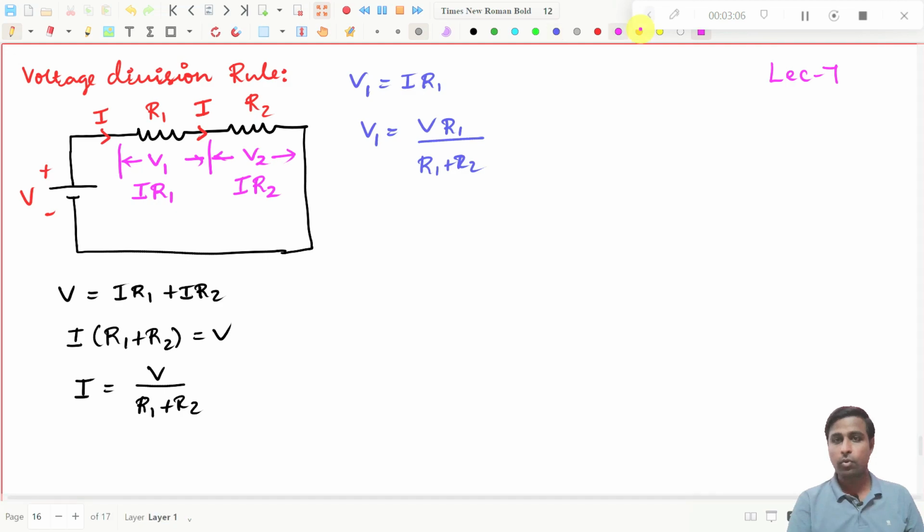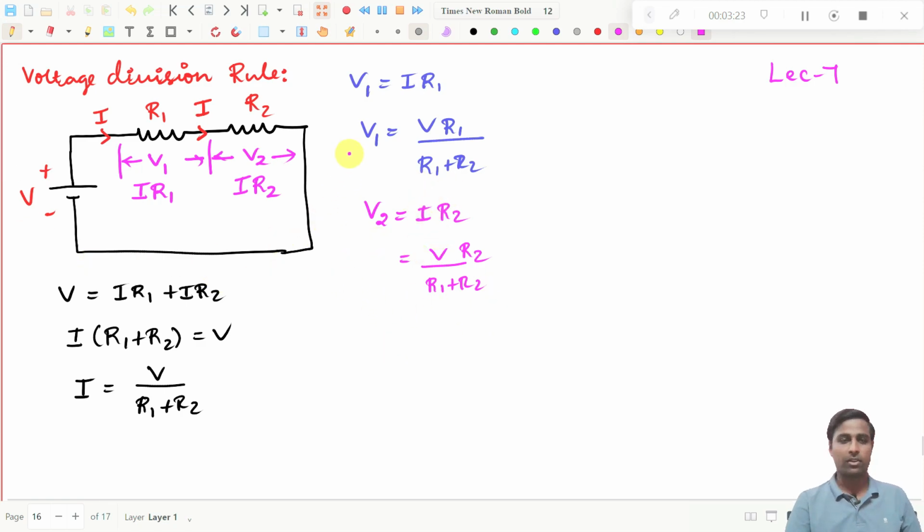And if you go for V2, V2 is equal to I into R2, right? What is I? V divided by R1 plus R2, so V2 is V into R2 divided by R1 plus R2. I have just substituted the I value, that's all. Now you compare these two expressions. If you want to find V1, then it is the total voltage into the resistance across that voltage, that is R1 divided by the total resistance. I'm just generalizing the terms, that's all.